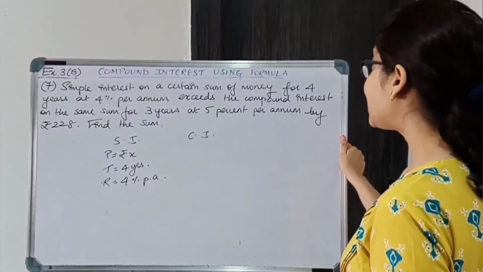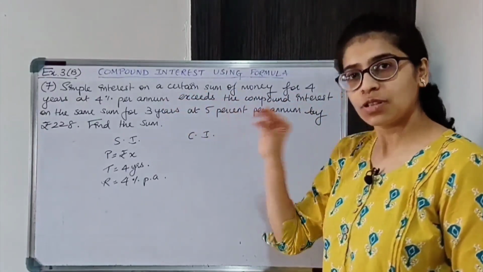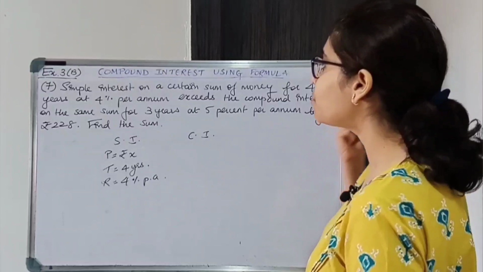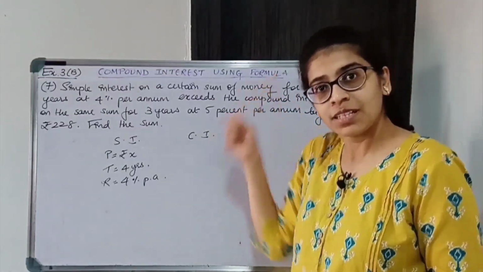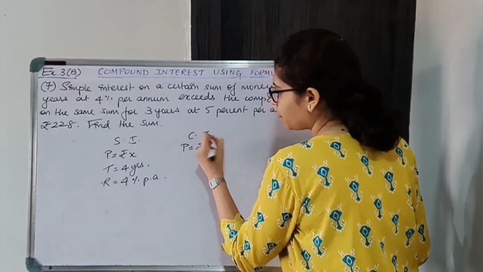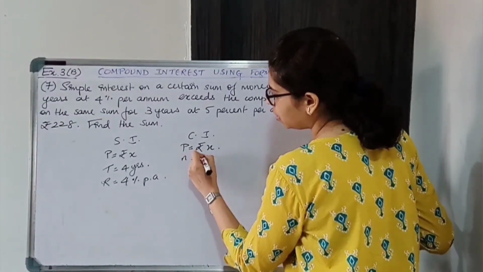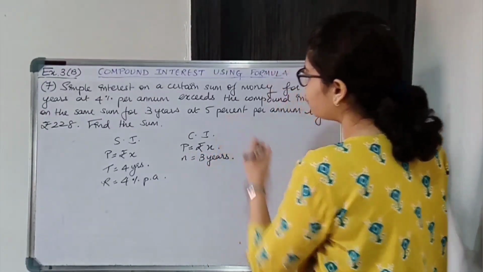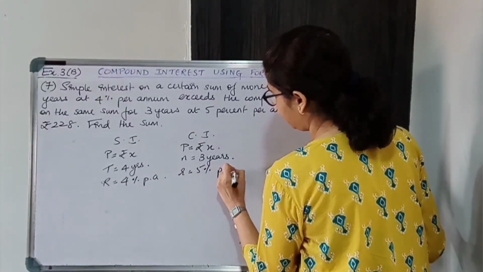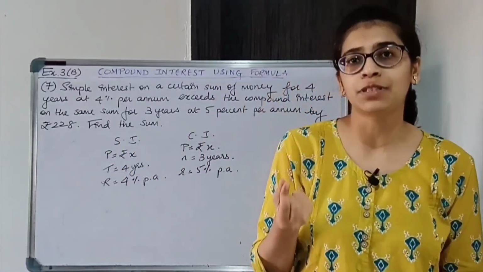Now simple interest exceeds the compound interest. We will come to this part later. What is the information for compound interest? Let us write that down. Exceeds the compound interest on the same sum. For compound interest also there is the same sum, same principal. So principal is X rupees for 3 years. So number of years is 3 years at 5% per annum. So R is 5% per annum. By rupees 228, find the sum. That is, we have to find the principal.